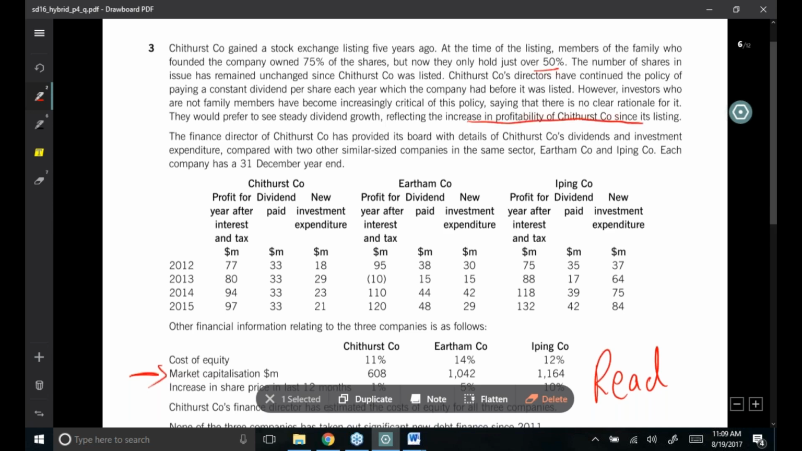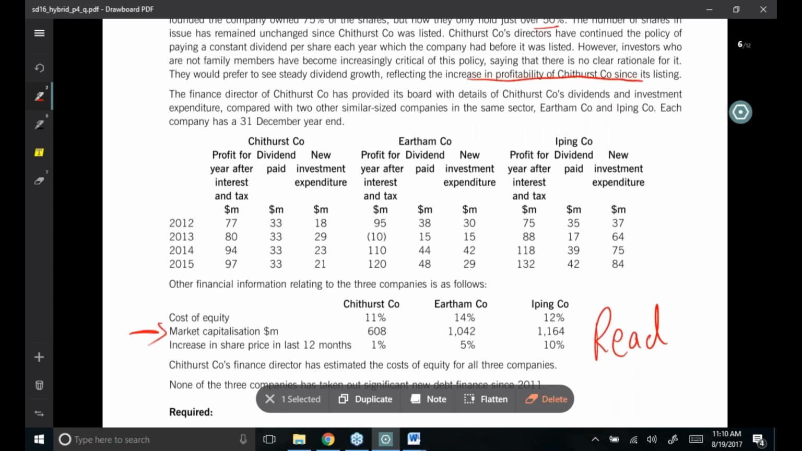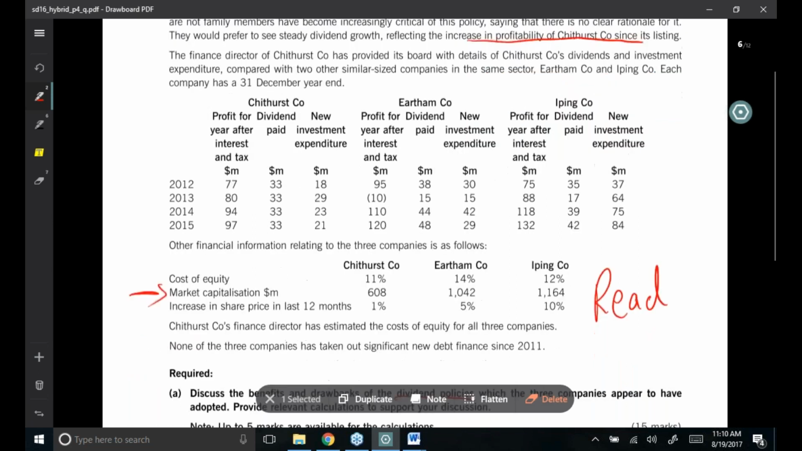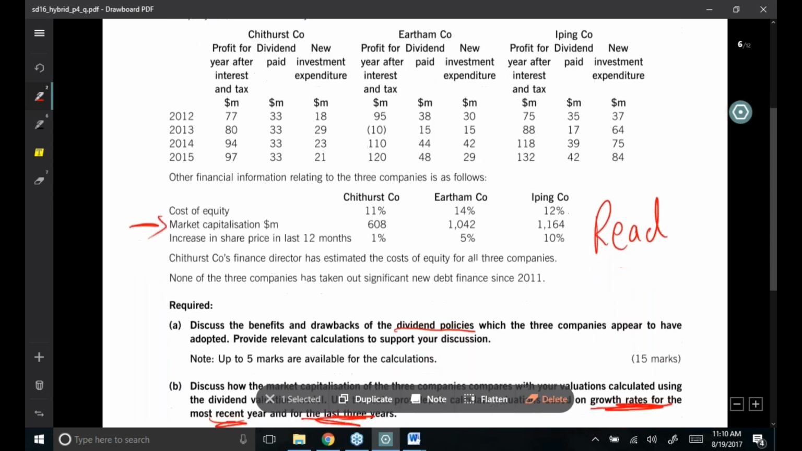The finance director of the company has provided its board with details of company dividend and investment expenditure compared with two other similar-sized companies in the same sector. These profits are given, dividends are given, capital expenditures are given. The cost of equity, market cap, increase in share price. The finance director has estimated the cost of equity for all three companies. None of the three companies has taken out significant new debt since 2011.